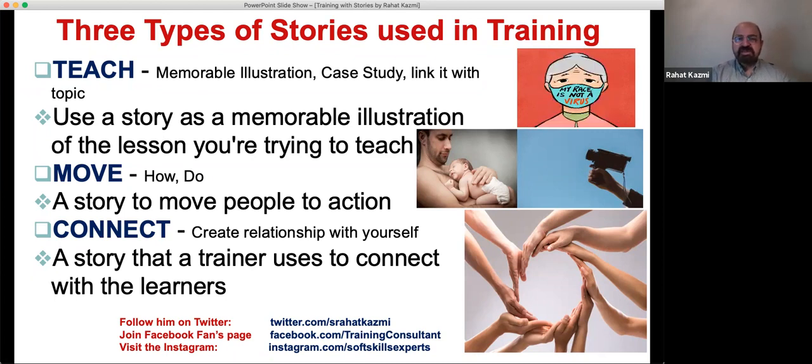So if you have a story like this to move people, a story can create action in people, okay? They can link them to the action which is taking place. Next one, guys, connect. Create a relationship with yourself.